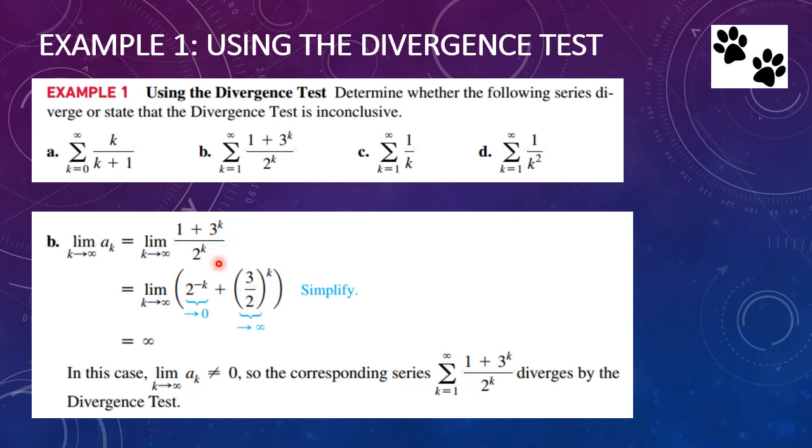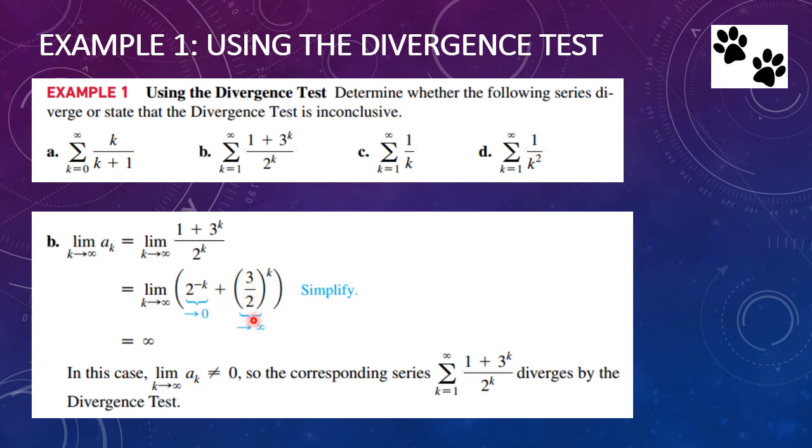So notice this is 1 over 2^k plus 3^k over 2^k, or 2 to the negative k plus 3 over 2 to the k. That's just making this into two fractions, what we've done here. Well, this is 1 over 2^k, or 1 over 2 to the infinity, or 1 over infinity. So this term goes to 0.